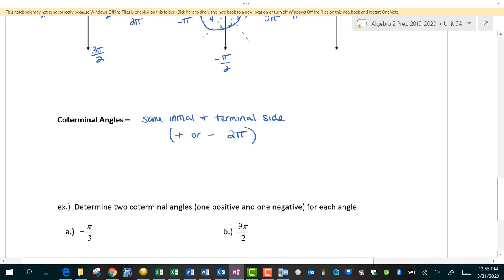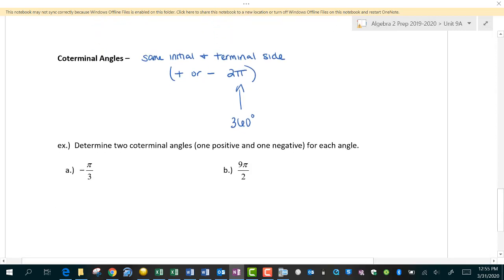Now for our coterminal angles. Remember from Monday and Tuesday, we found coterminal angles by adding or subtracting 360 degrees, because they are angles that have the same initial and terminal side. Well, instead of adding or subtracting 360 degrees, I want to do this in radians. So I'm going to add 2 pi, or subtract 2 pi, because that is equal to 360.